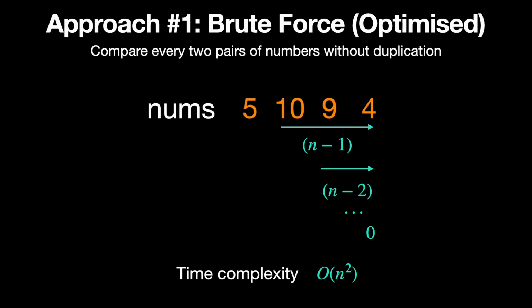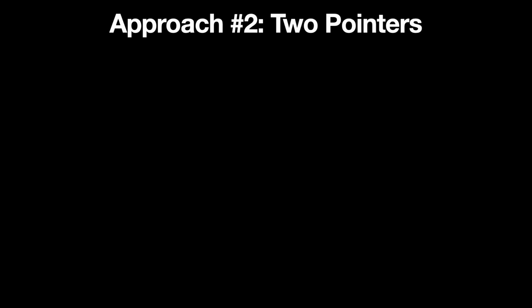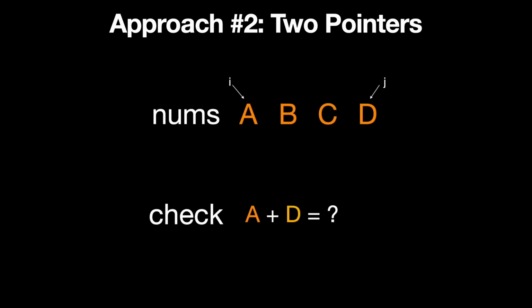So, although our algorithm has improved in real-world speed, the underlying time complexity has not changed. Let's try a different approach. The two-pointer technique is an efficient method for finding pairs of values in a sorted array. We start with a pointer to the start of the list i and a pointer to the end j, and we increment i or decrement j until we find a solution.